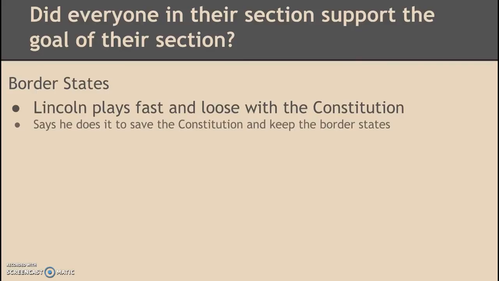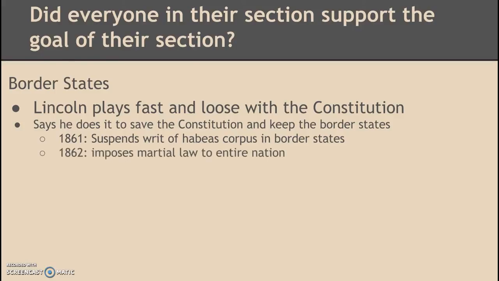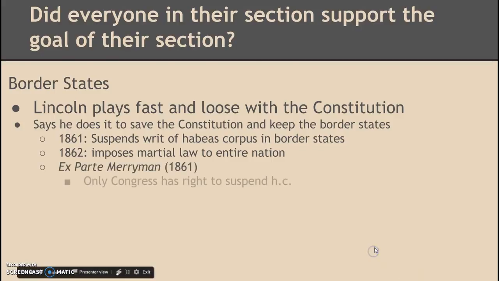So Lincoln says that he has to save the Constitution, and in order to save the Constitution, he has to break the Constitution, and he has to keep those border states. So he starts first by suspending the writ of habeas corpus in just the border states, and then in 1862 imposed martial law on the entire nation. So in other words, everyone is going to have some suspensions.